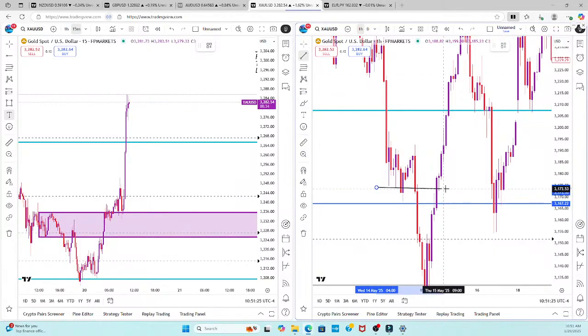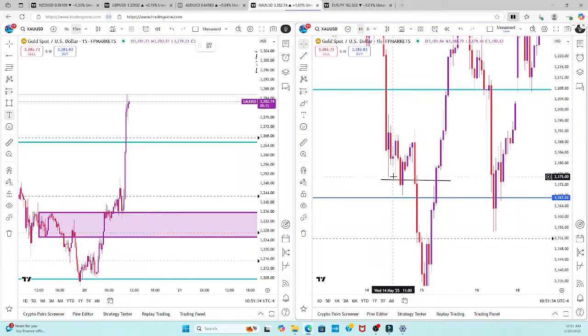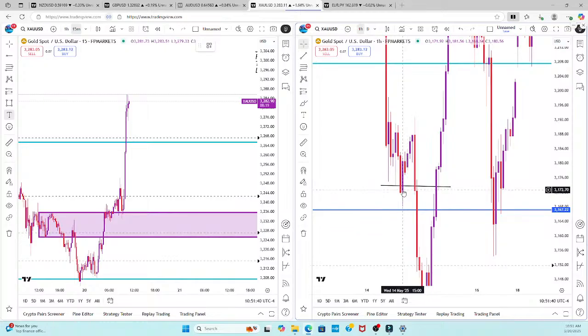Okay, so if we look at this here, if you were following it, you can see we had this. So where I have the black line was once a support or a low, which price did break, right?